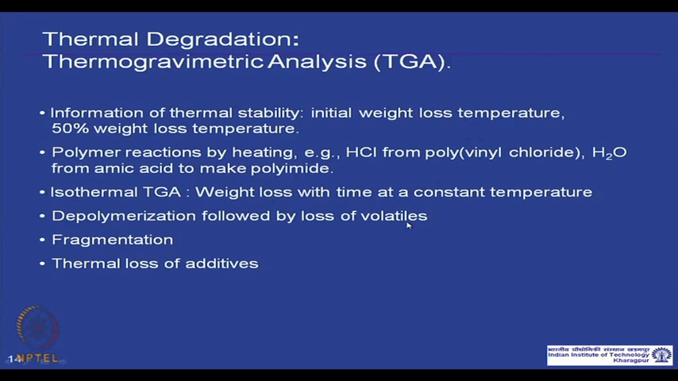And at higher temperature, polymer sometimes depolymerizes, which might lead to some volatile monomers. So, we can get some idea from TGA if fragmentation happened during heating, or, as we have seen, sometimes additives are used during polymer formulation. So, on heating, if there is some thermal loss of those additives, that can also be found out.